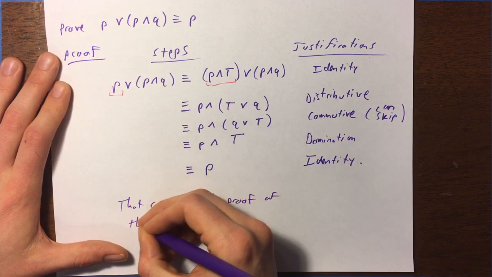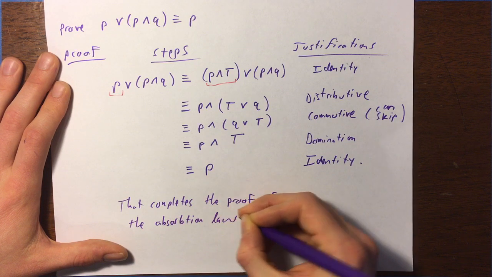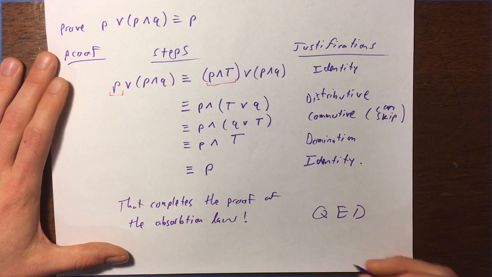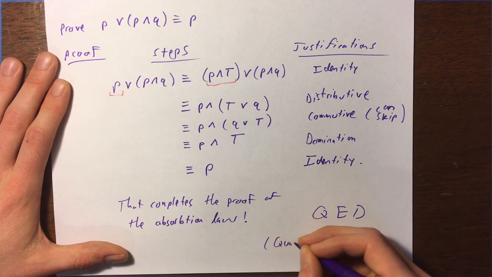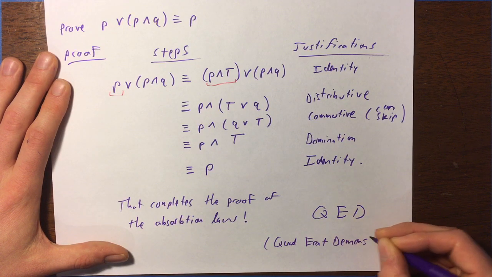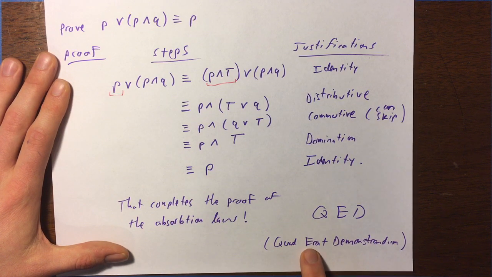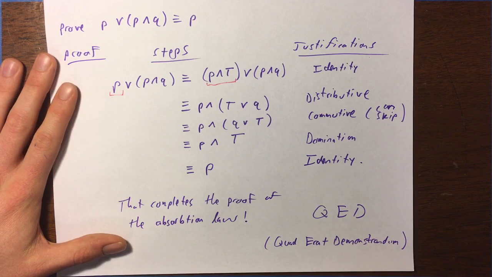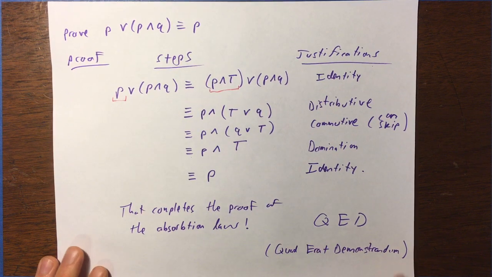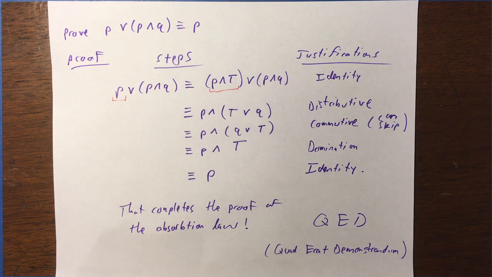Of the absorption law. And when you complete a proof, sometimes you write QED at the end, which stands for Quod Erat Demonstrandum, which is Latin for that which was to be demonstrated. It's just a way of sort of saying, hey, the proof is done. It's kind of a bit of flair that mathematicians like to throw on the end of a proof.